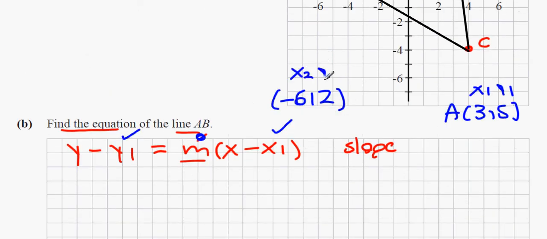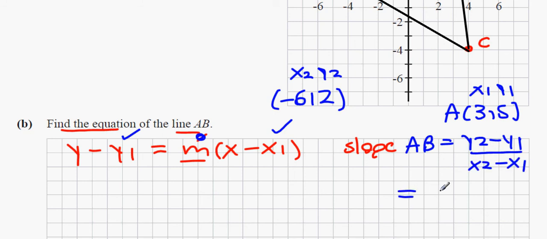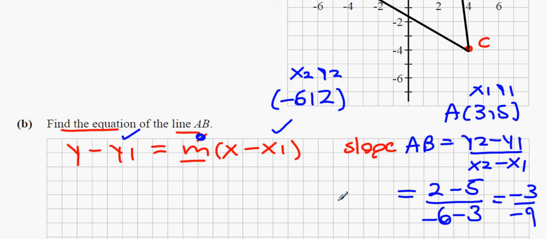So to get the slope of AB, it's going to be y2 minus y1 over x2 minus x1. This is in your formulas in coordinate geometry. So what we'll get here is 2 minus 5 over minus 6 minus 3. And what we're going to get is minus 3 over minus 9. And that is going to be equal to a third. So the slope of AB equals a third.